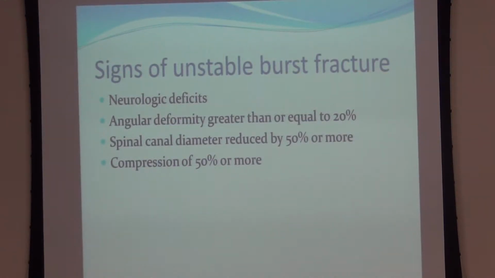Signs of an unstable burst fracture: neurologic deficits of any sort, you would want to go ahead and do a surgical decompression of that. Angular deformity greater than or equal to 20% is typically considered more unstable and needs surgery. Also, spinal canal diameter reduced by 50% or more, or 50% or more compression of the fracture. And most of the ones that we see in trauma are usually pretty bad. They're usually 50% or more.